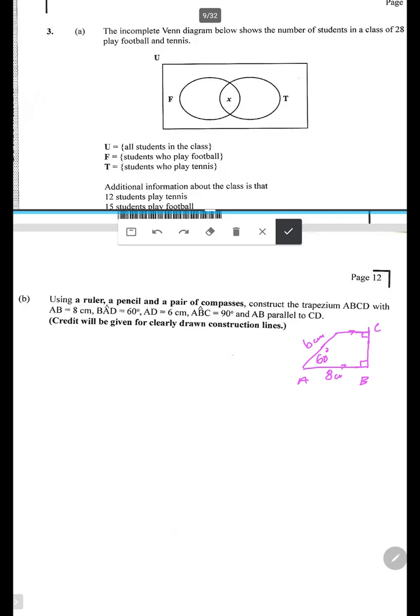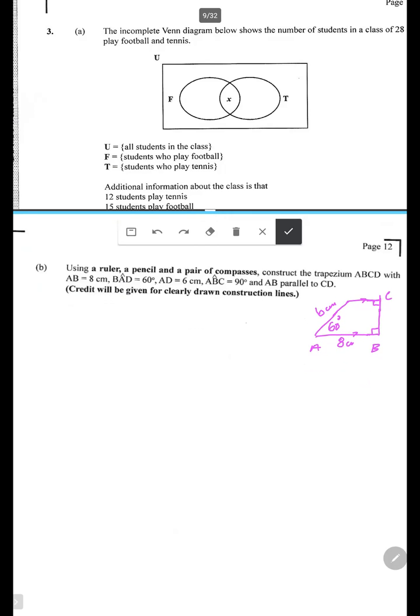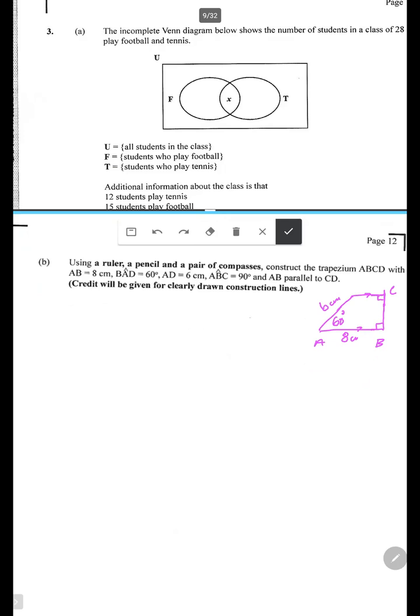So let me see if we can talk through the construction and see if you construct this properly. The first thing I'm going to do is use a ruler and draw the AB. So use a ruler, measure 8 centimeters, and you draw it. So draw that line across for 8 centimeters.